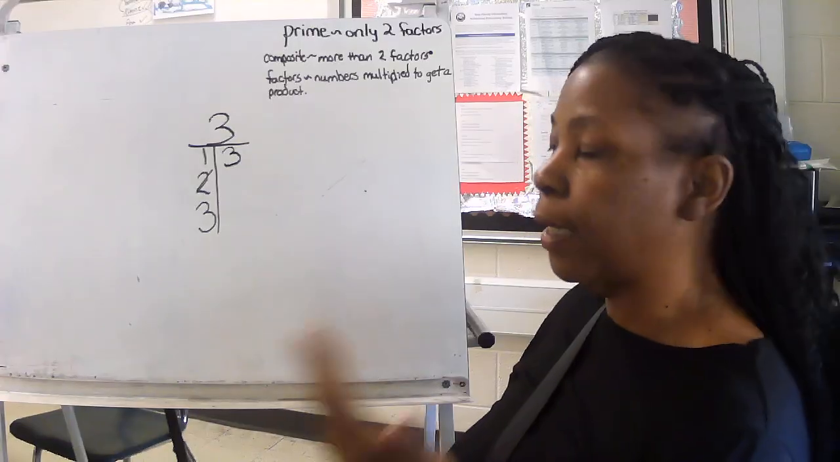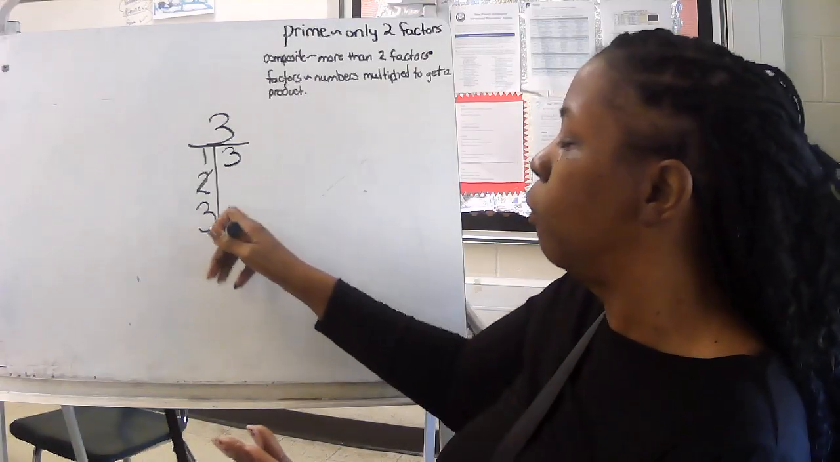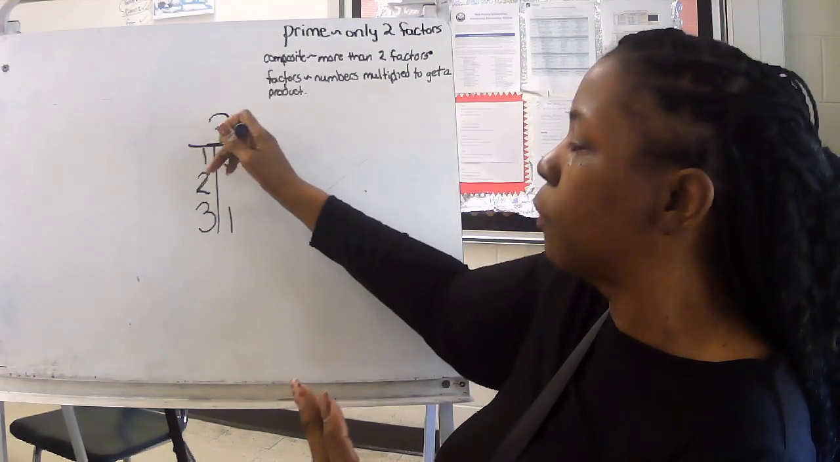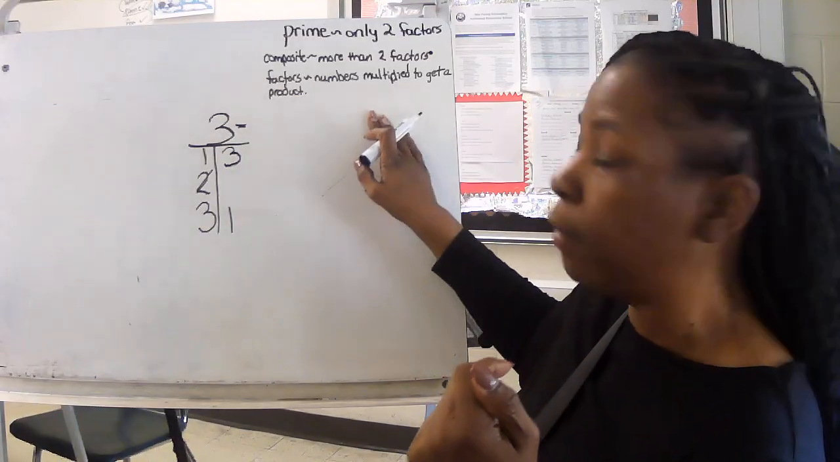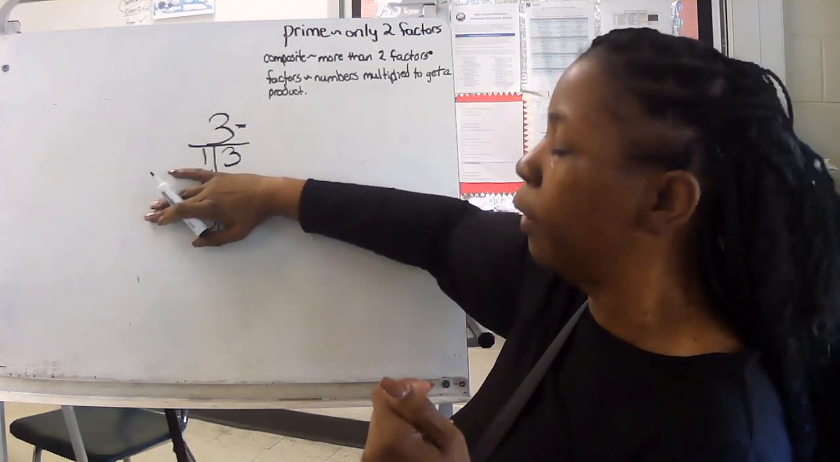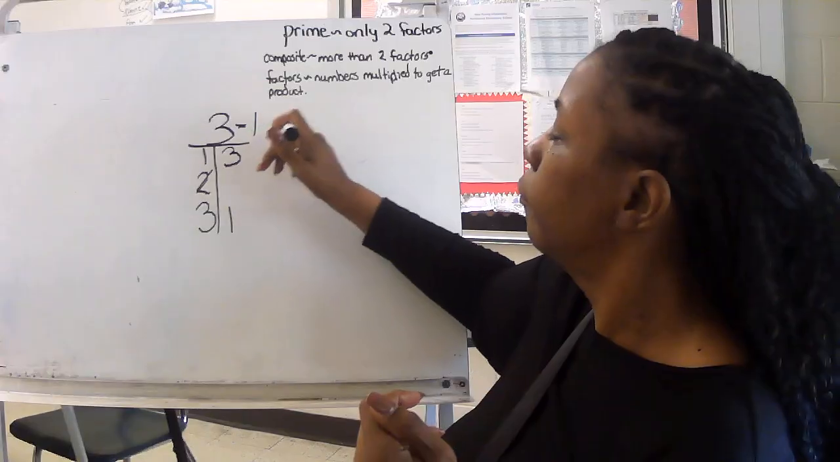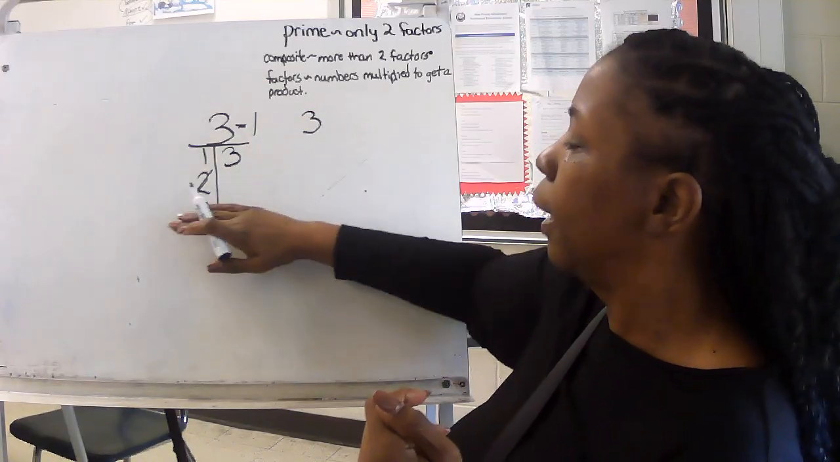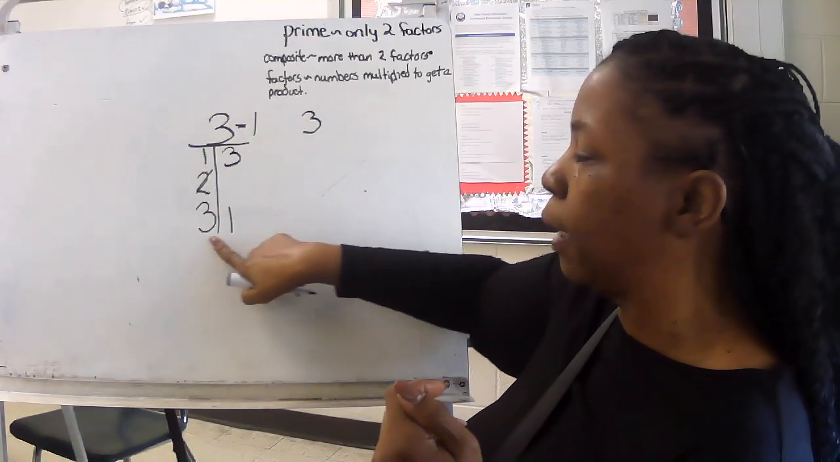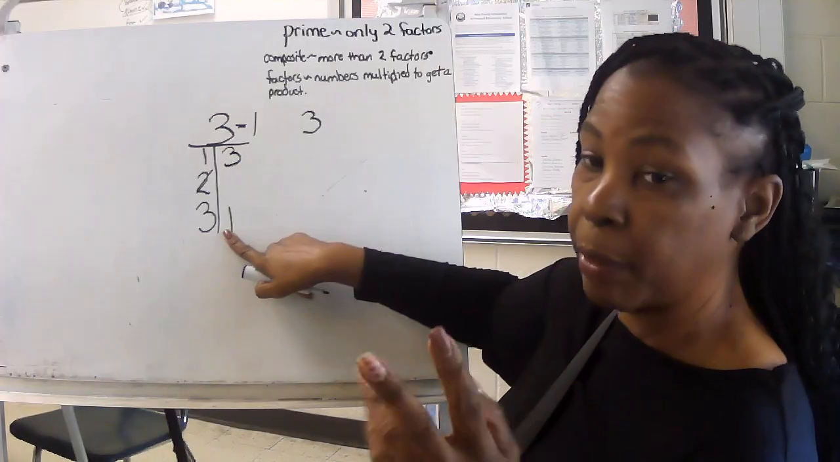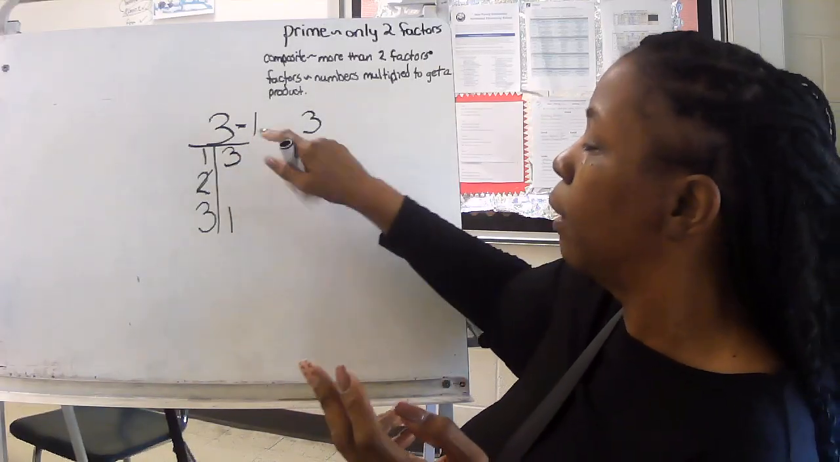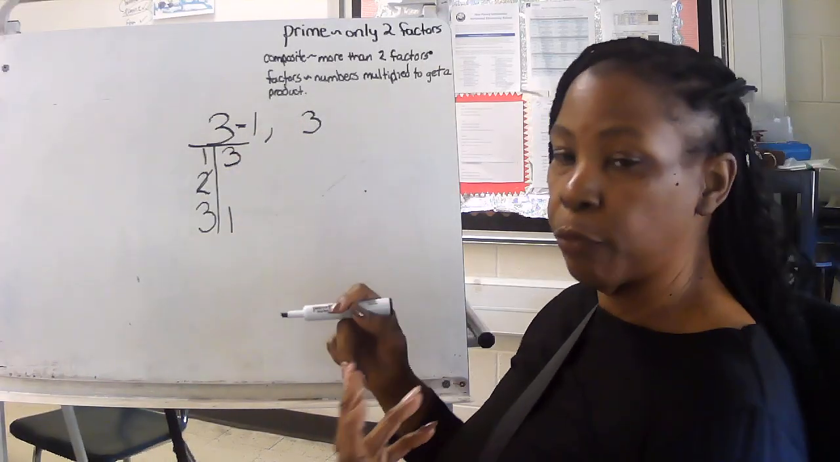3 times what gives us 3? And that will be 1. So I come up here and I do my equal sign. Now I'm going to list my factors out. And the first one we have is 1 and 3. And we have no other, because this is repeated. This is the reciprocal, or the same. The numbers are just flipped. So we only write the numbers one time. So we only have 1 and 3.